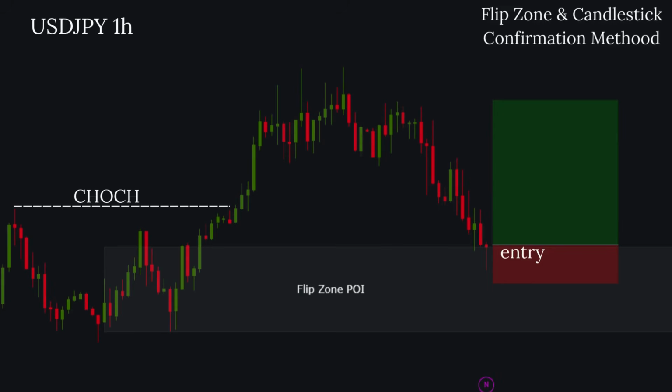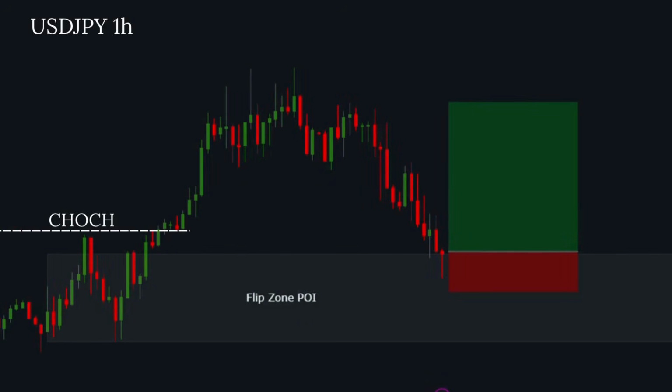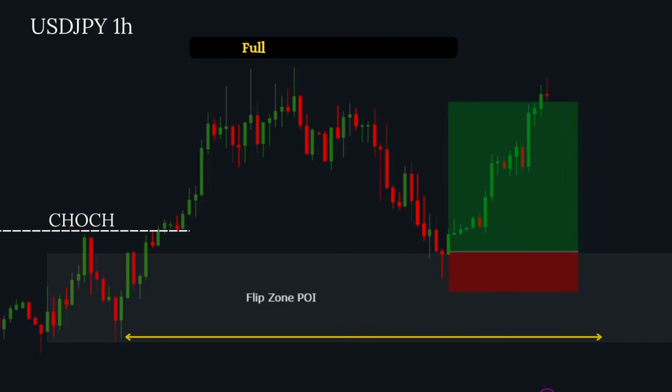By aligning the entry with the higher time frame's bullish context, we secure a position that not only follows the larger trend, but also offers a high probability setup with clearly defined risk. The beauty of the flip zone is that it naturally provides our invalidation point. If price closes back below that level, the setup is no longer valid, making risk management both simple and precise.